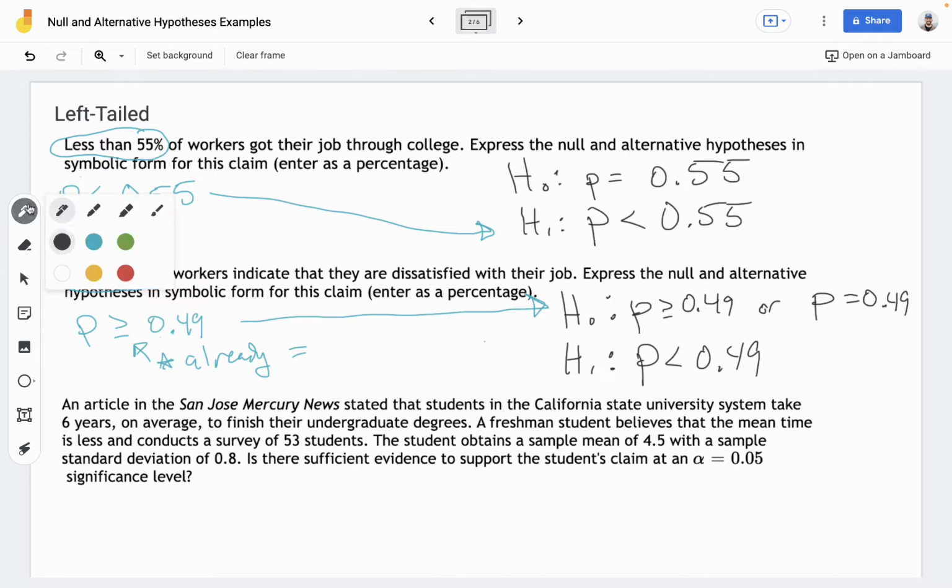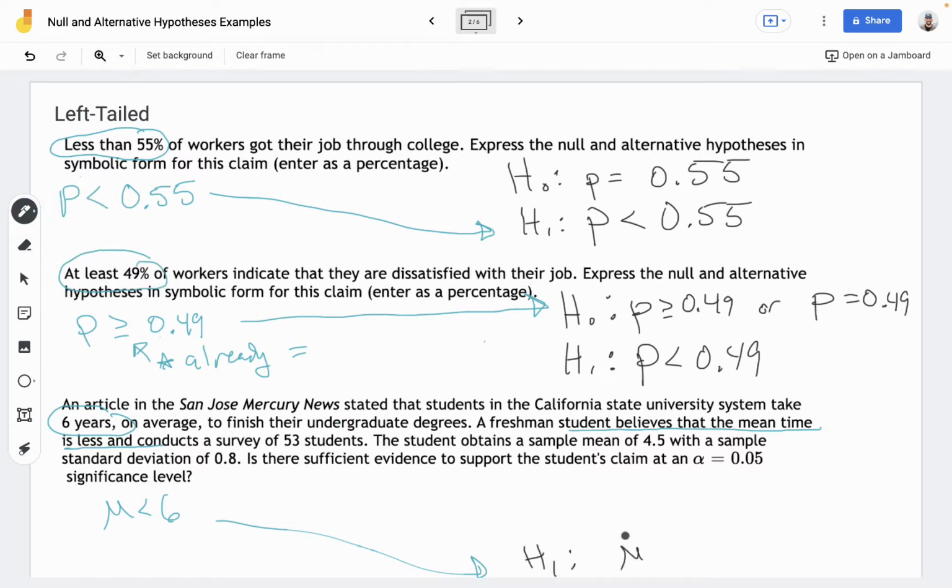In the last problem, this is a longer kind of word problem. You really have to read through the whole thing and find the student's claim. So we have a student believes that the mean time is less than the traditionally held belief. In this case, that is an average of 6 years. So the student believes that the average is less than 6. That does not have an equal sign, so that will be our alternative hypothesis.